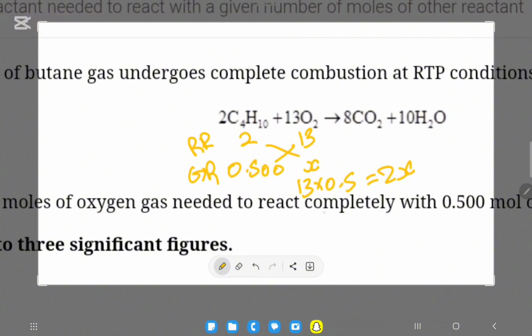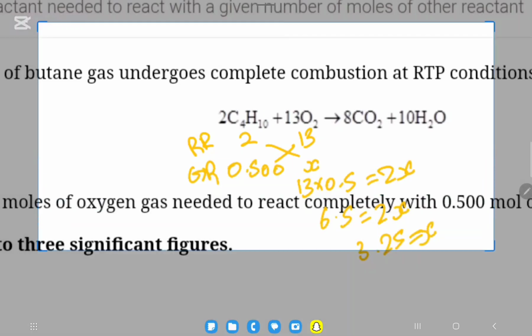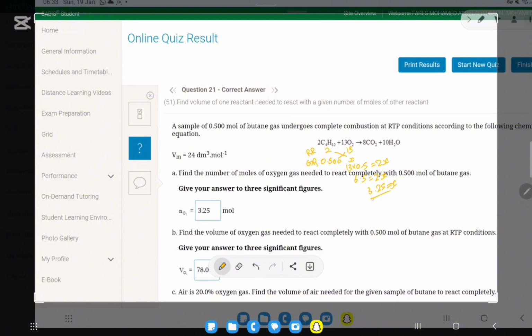So 6.5 equals 2X. And you divide 6.5 by 2, or you divide both sides by 2. You get 3.25 equals X. They wanted 3 significant figures. We have the 3 significant figures, so the answer is 3.25 moles.